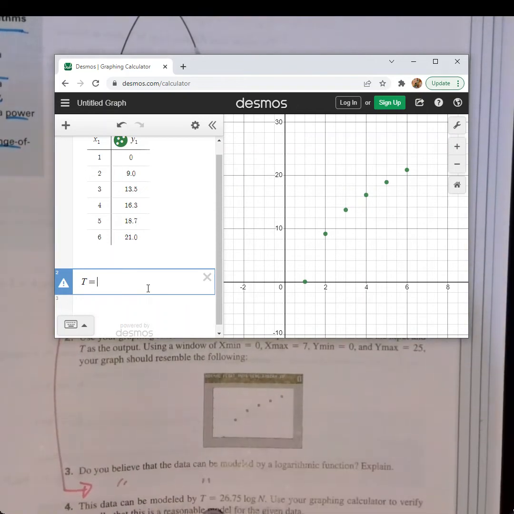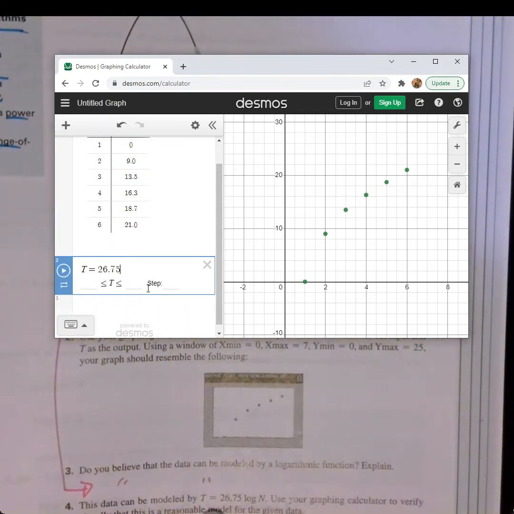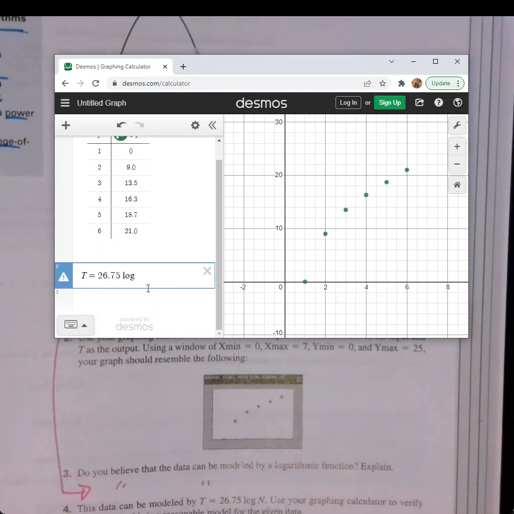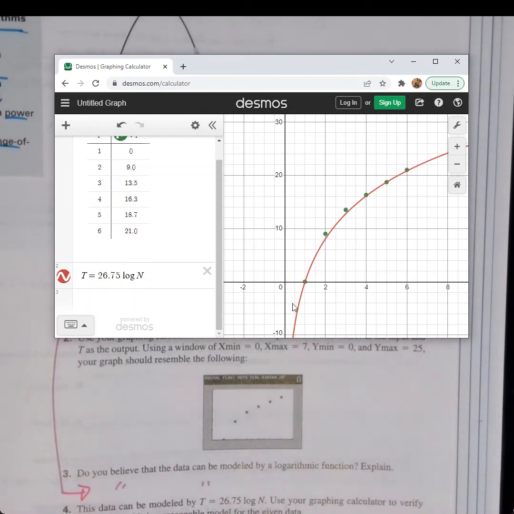T equals 26.75 times the log of n. And that model does a fairly good job of fitting this data. Now, they didn't use regression here because, first of all, they did not want us to have the a plus, the b at the end. They wanted just the b in this case because they're trying to show us the property of logs. Normally, the model type might be a plus b natural log of x. And again, we've moved away from natural log into common log just so they can demonstrate the property of logs.